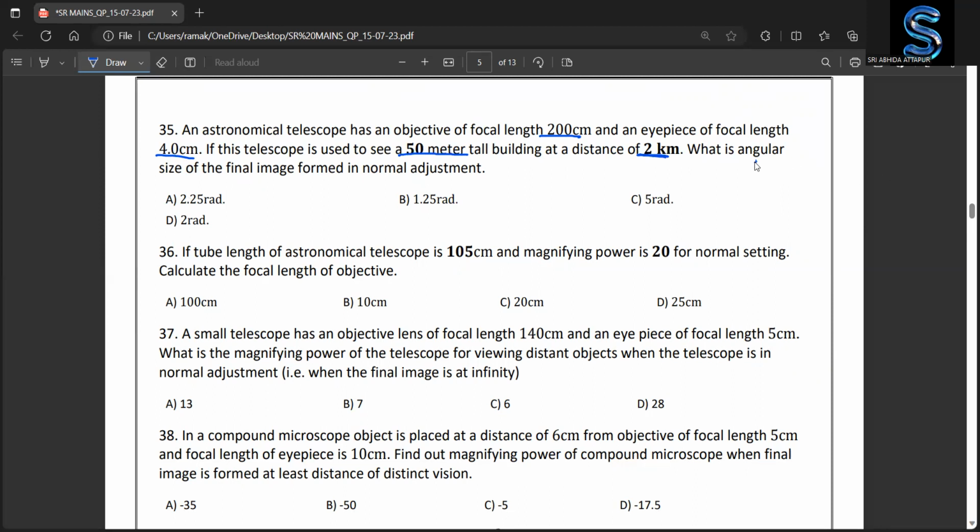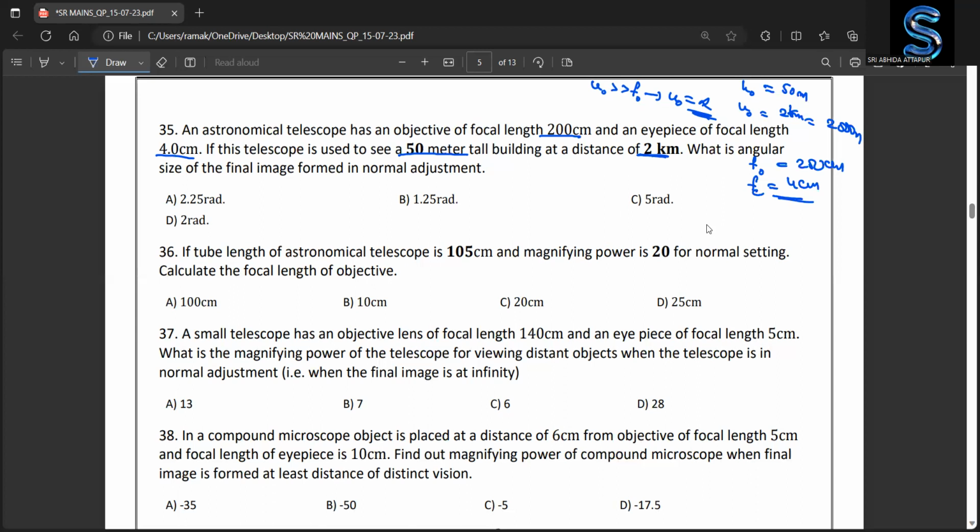So here the focal length of the objective lens is given as 200 centimeters and the focal length of the eyepiece is 4 centimeters. The height of the object is given as 50 meters and the object is at a distance of 2 kilometers. 2 kilometers can be represented as 2000 meters. Since the object distance is very much greater than the focal length, we can assume that the object distance is equal to infinity.